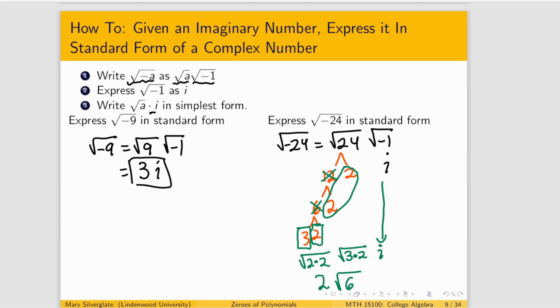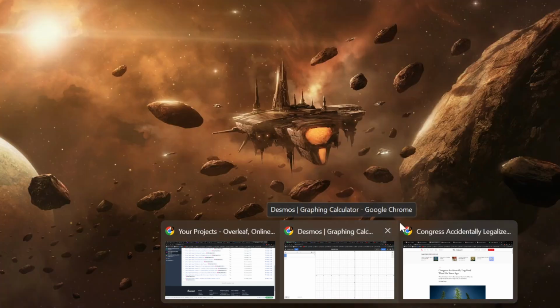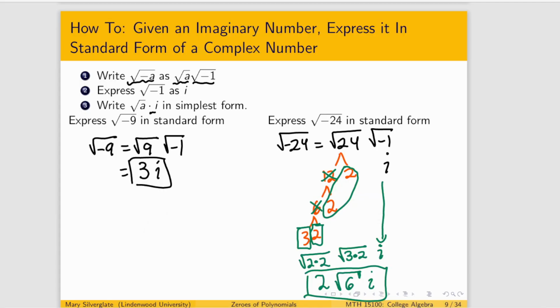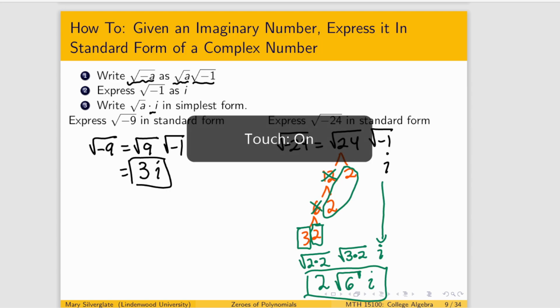The square root of 6 does not break down further. And then we have an i. I note that the i is not underneath the square root really explicitly, because you do want to make sure that it is known that that is not underneath the square root. And sorry that my computer just spazzed out there for a second. But that is the final answer for what that looks like there.